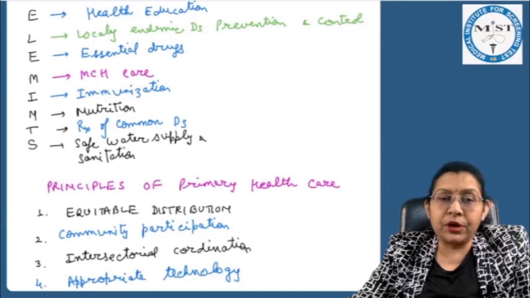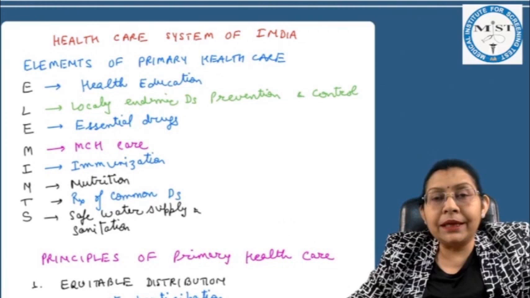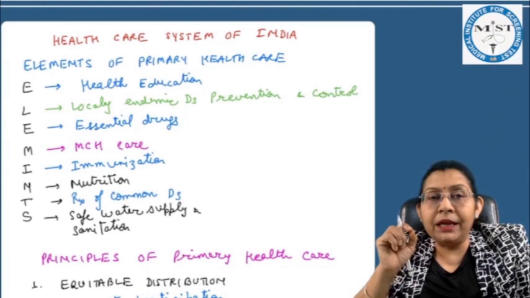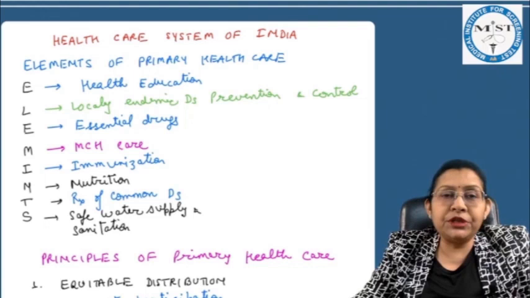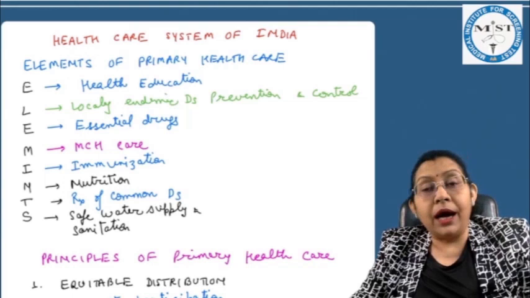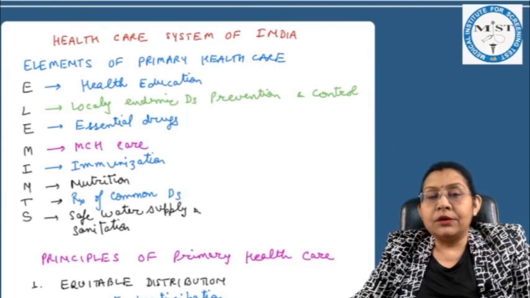And what are the elements of primary health care? We can remember by a mnemonic, ELEMENTS. Just a minor difference from elements to ELEMENTS. And it is health education, locally endemic disease prevention and control, essential drugs, MCH care, immunization, nutrition, treatment of the common diseases, and safe water supply and sanitation. So we are learning community medicine with mnemonics. It is very simple and very easy to remember and recall in our examination.